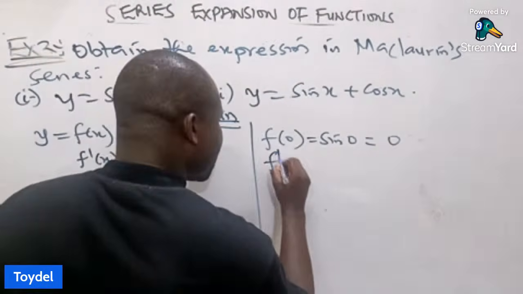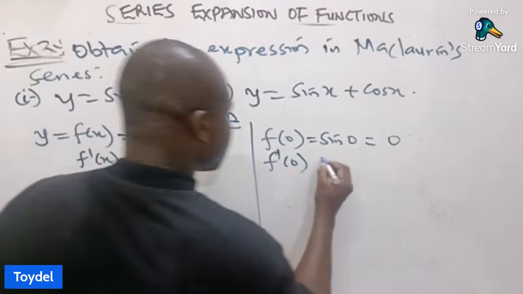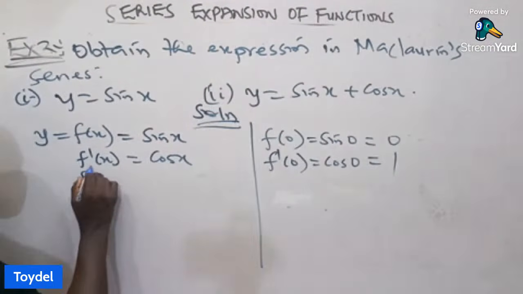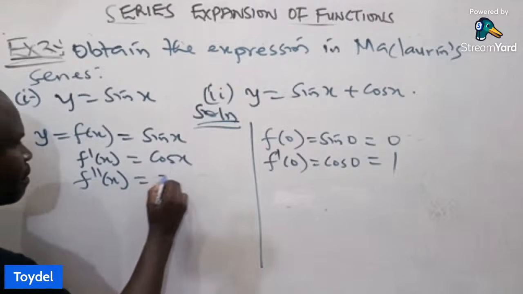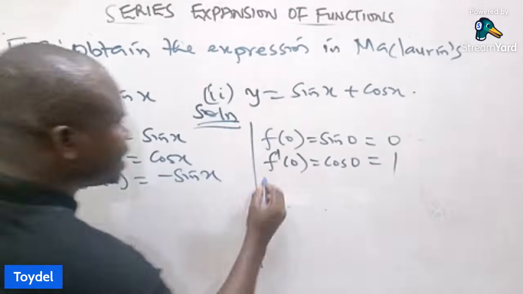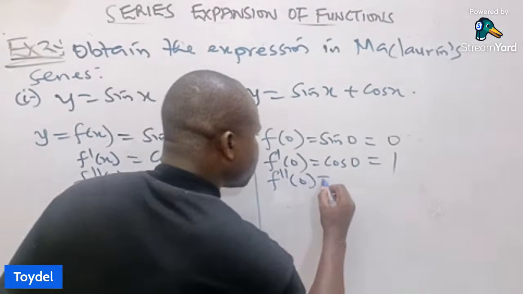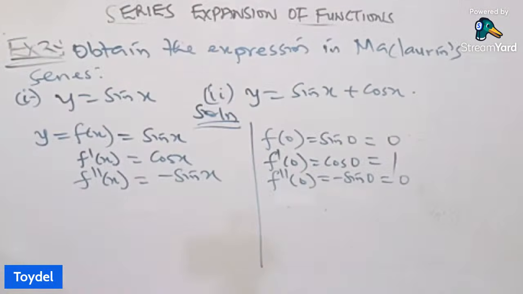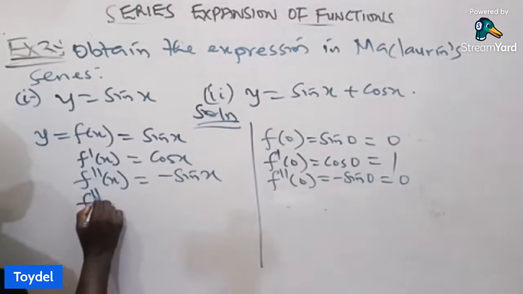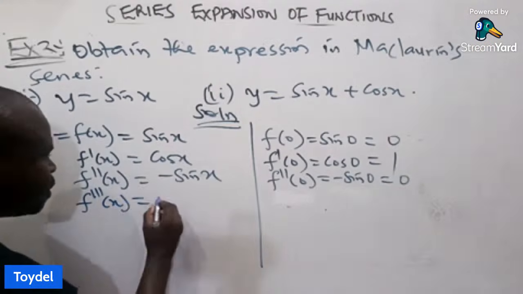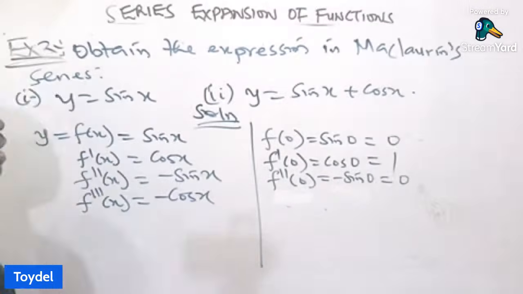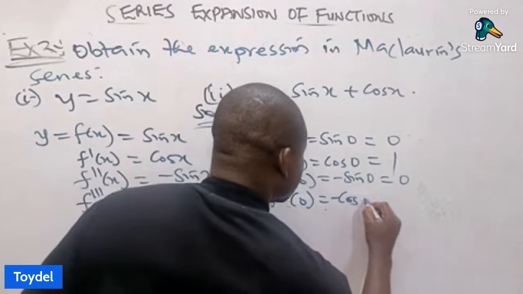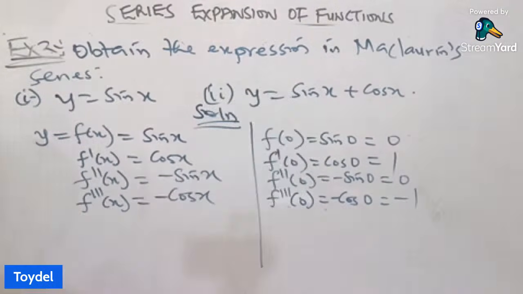So f prime of 0, that will be cos 0, and cos 0 is 1. So we have f prime prime of x, minus sine x. Then f prime prime of 0, minus sine 0, that will also be 0. Okay, then we have f prime prime prime of x, that will be minus cos x. So f prime prime prime of 0 will be minus cos 0, that will be minus 1. So we do that in that order.